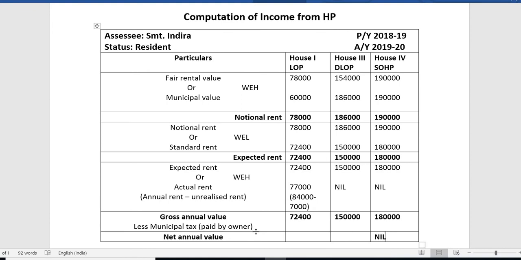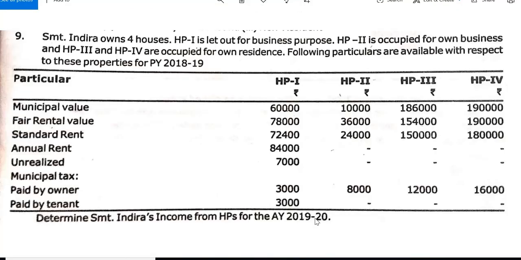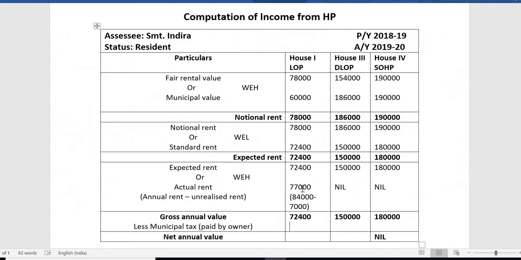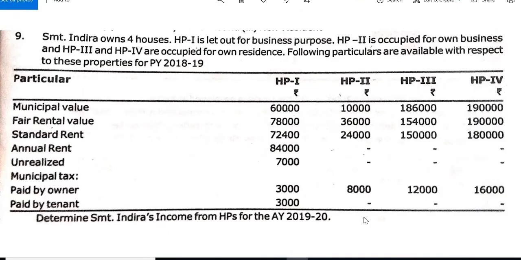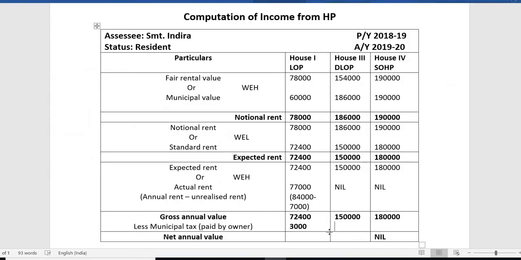Now less municipal tax paid by owner. We need to find out how much tax was paid by the owner. Tax paid by owner is 3000 rupees. So for the deemed to be let out property, how much tax was paid for house 3? For house 3 it is 12,000.